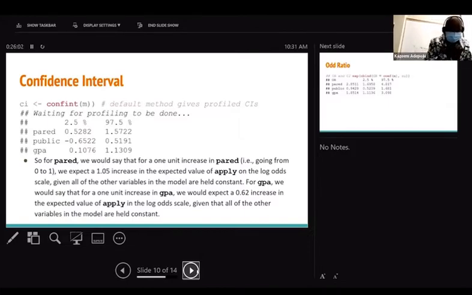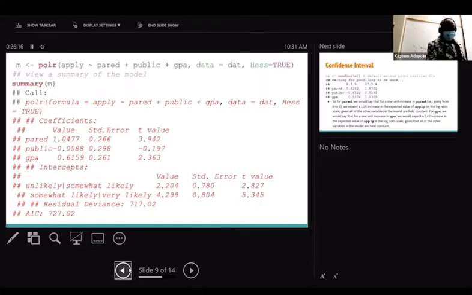Now, when we have that, how do we interpret? Okay, how do we now interpret? If we want to interpret, I want to tell you this. Whenever you are conducting logistic regression, the estimates that you have are log odds estimates. Whether ordinal logistic or whatever logistic, they are always log odds estimates. Now, I may want to interpret the value of the PARAD, 1.0477. I may want to interpret the estimate for the public and also for the GPA. How am I going to do that? I want you to pay attention now.